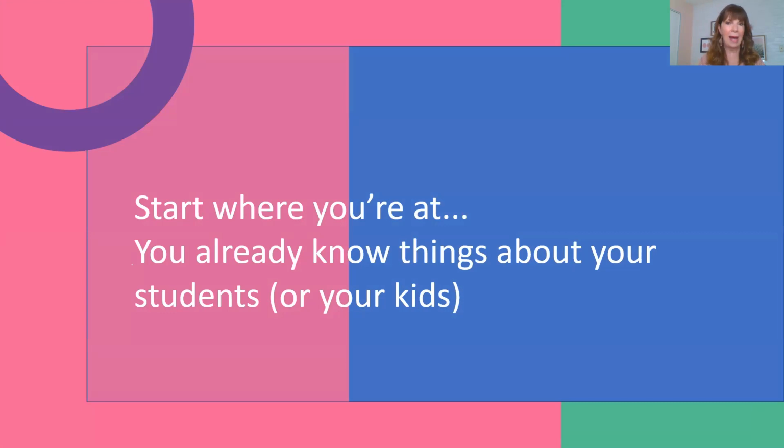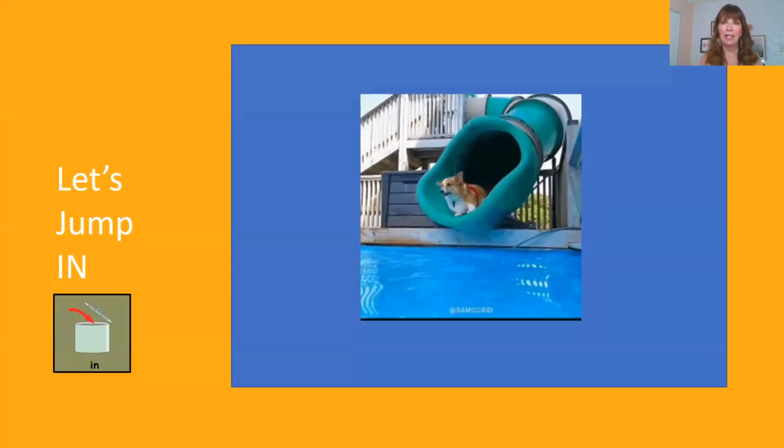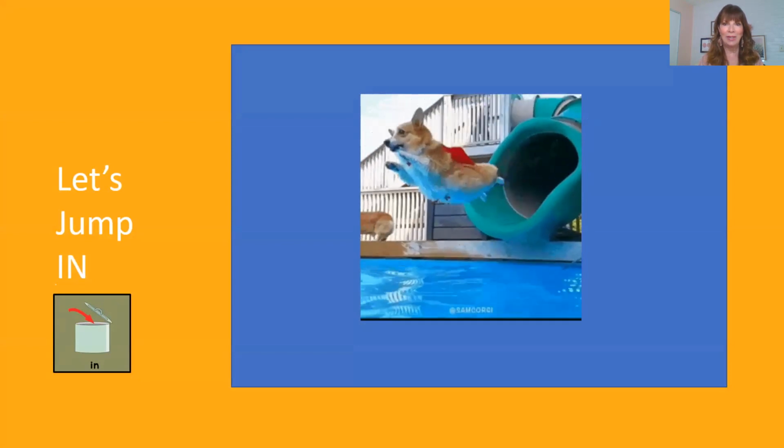We're going to start where we're at. You already know things about your students or your children. You know what they like. You know what their attention span is, and so we are going to build on that. Just remember what we're going for. We are going for engagement, connection, authentic communication, and some joy. Let's bring some fun into it for both of us, for everybody. So we're not going to overthink it. And let's just jump in. Yahoo, like this little dog.